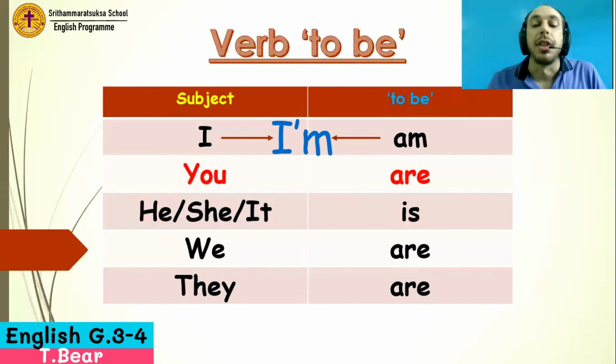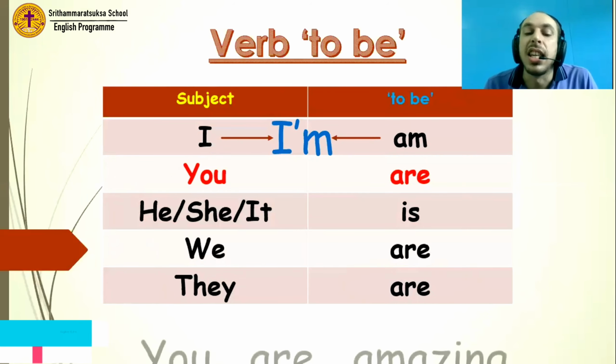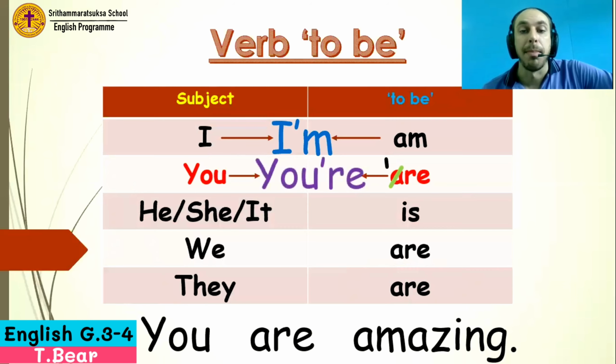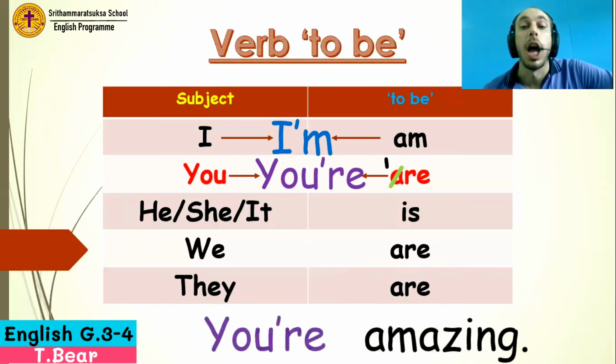Okay, let's look at you. You are amazing. Yes, you are. Same as before. We cross out the first letter, replace it with the mark, bring them together, and it makes you're. You are amazing becomes you're amazing.